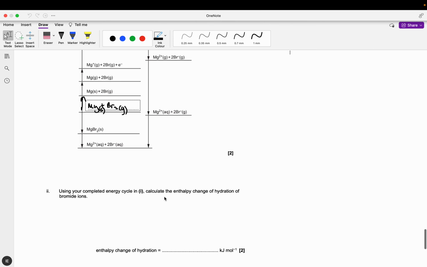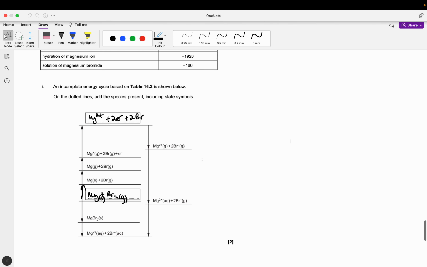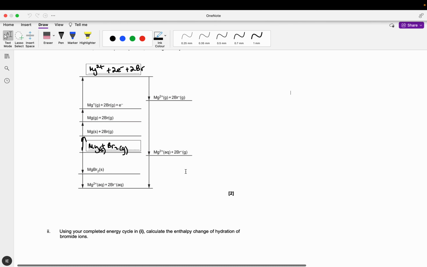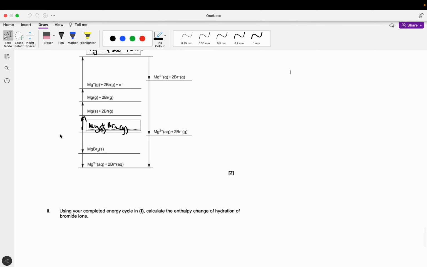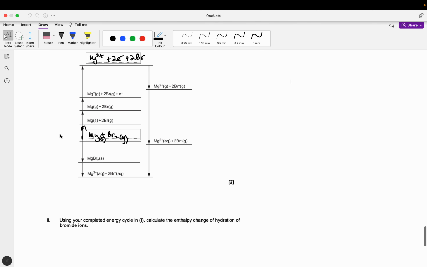Okay, now the question says calculate the enthalpy change of hydration of bromide ions. First things first, we need to identify what step they are talking about here. Using your Born-Haber cycle, calculate the enthalpy change of hydration of bromide ions. Okay, what step are they talking about? Let's see. Enthalpy change of hydration.